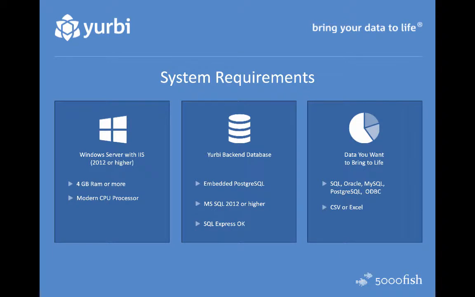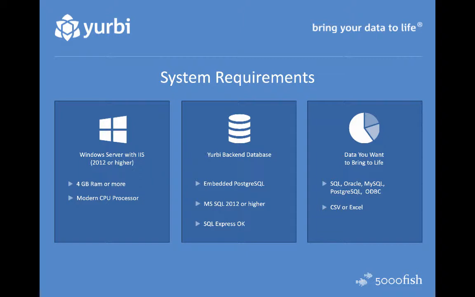Now, last thing I want to cover before we jump right into the demo is just the architecture and the infrastructure of Yurbi. We are a .NET application, which means we do require a Windows server on the back end. That could be in your internal data center, Azure, AWS, Rackspace. I mean, anywhere you can get a physical or virtual Windows server is fine.